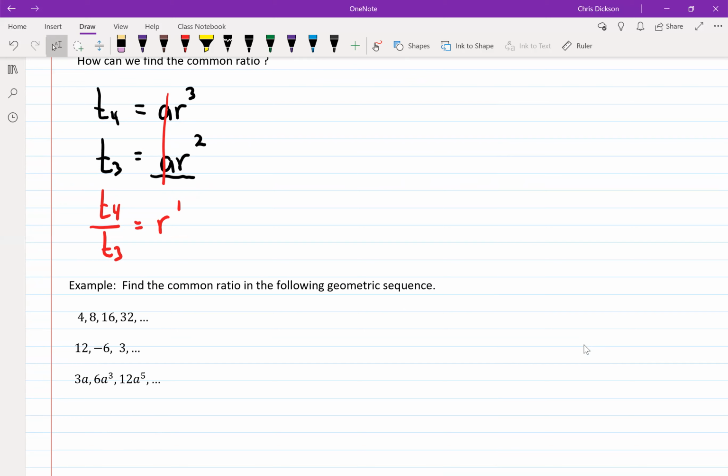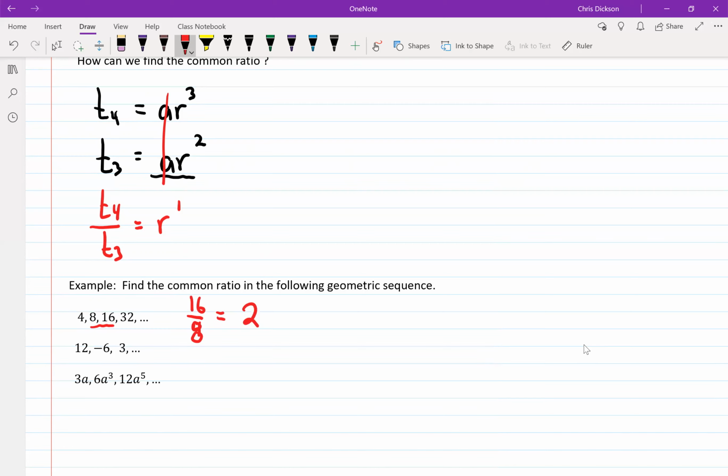Okay, if we take a look at the first pattern, we can almost see the common ratio here. I mean, we're doing 4 to 8 and 8 to 16, but let's use this idea of dividing subsequent terms. So 16 divided by 8, if I just take those two terms, that would give us a value of 2. So it seems like we're multiplying by 2.